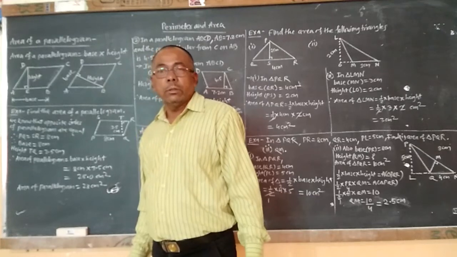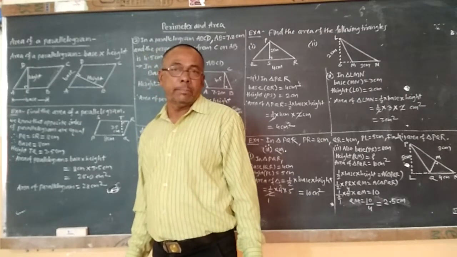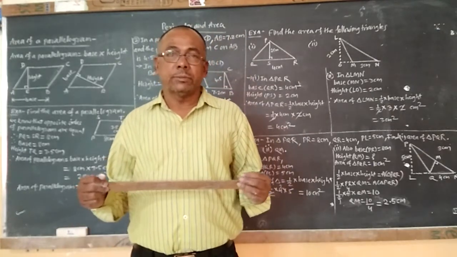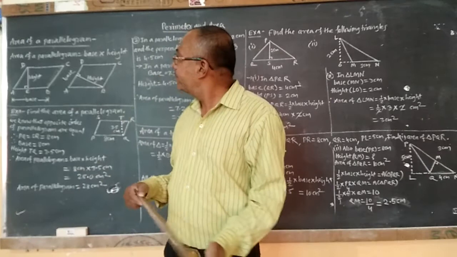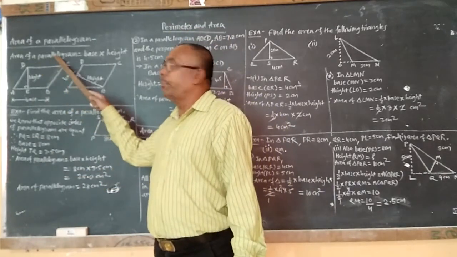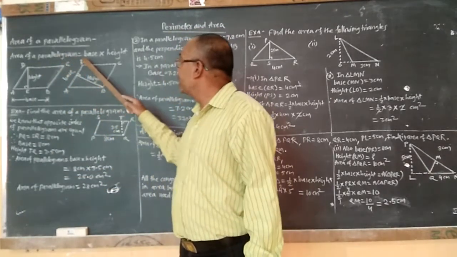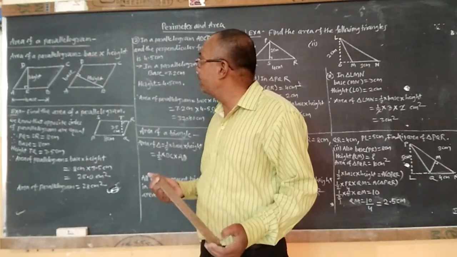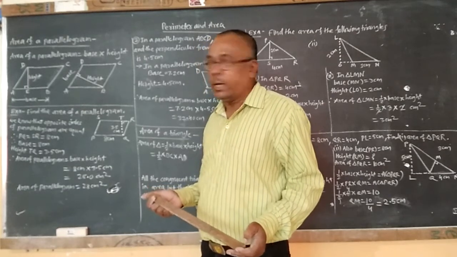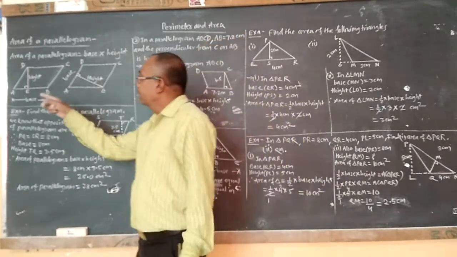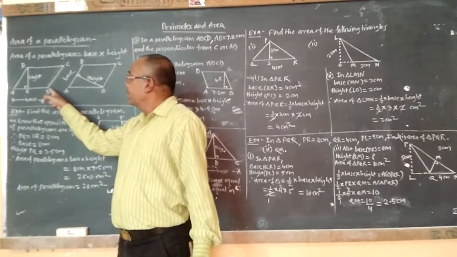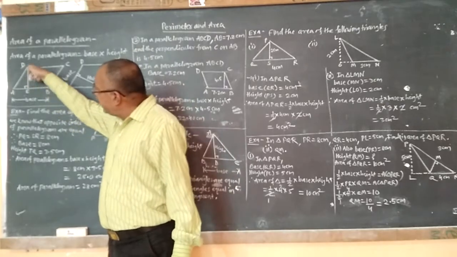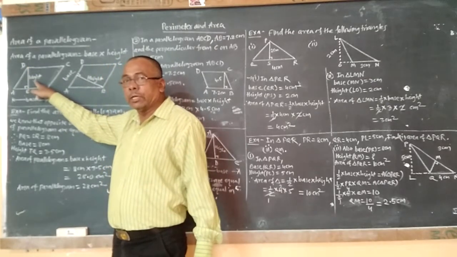Now we have to learn about the area of a parallelogram as well as the area of triangles. We know that the area of a parallelogram is equal to base into height. Here AB is the base and DE is the height of the parallelogram.